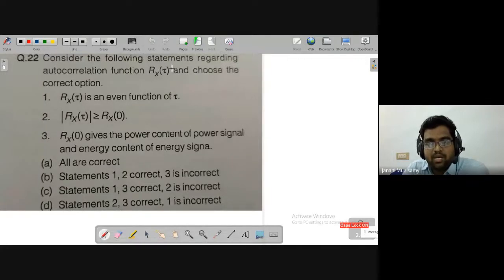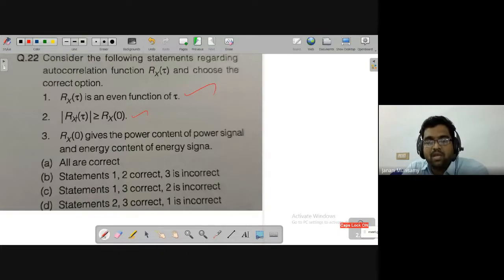Consider the following statement regarding the autocorrelation function Rx of tau and choose the correct option. We should know the autocorrelation function properties. First one, Rx of tau, the autocorrelation function is an even function of tau. Yes, it is correct. Then they are telling autocorrelation at origin is less than at any other point.